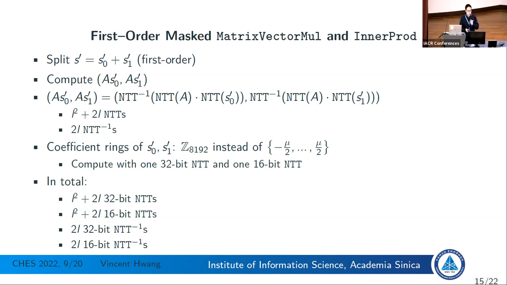Unfortunately, for applying NTT-based matrix-vector multiplication, we want to compute the result in Z. But now, because of the first-order mask property, the coefficient ring of the secret vectors is now regarded as Z_8192. To overcome this obstacle, we compute one 32-bit NTT and one 16-bit NTT. So essentially, we compute a precision of 48 bits for the entire matrix-vector multiplication. So in total, we need L^2 plus 2L 32-bit NTTs and L^2 plus 2L 16-bit NTTs, and a similar amount for the inverses.